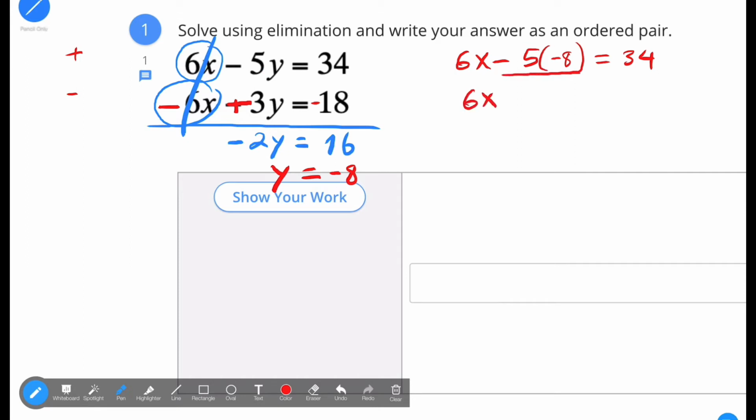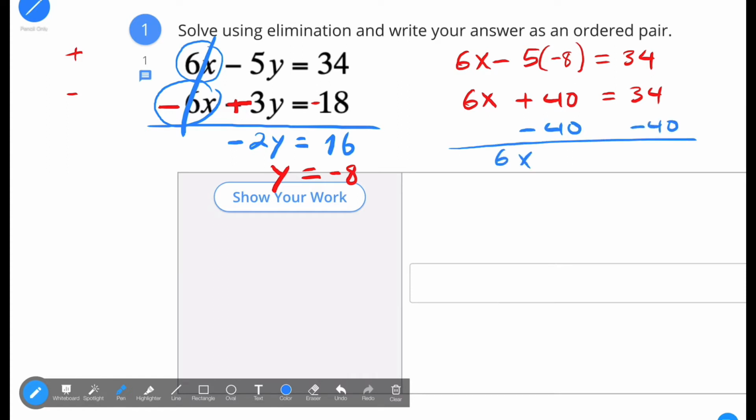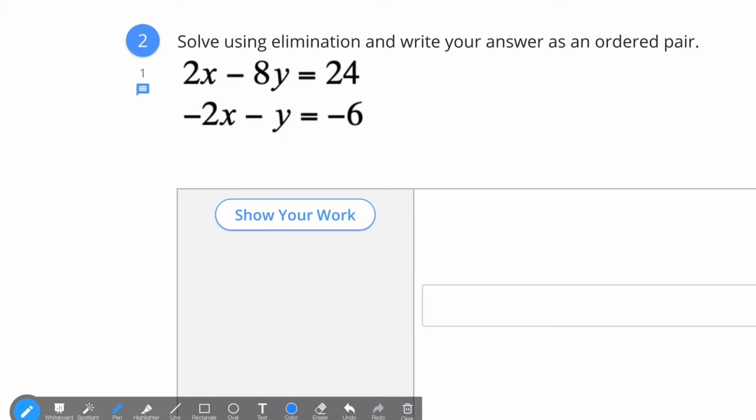So 6x minus 5 times a negative 8, that's going to give you a positive 40 equals 34. Minus 40, minus 40. 6x equals 34 minus 40, which is negative 6, which means x is negative 1. So my solution for this system of equations is negative 1, negative 8. Make sure x goes first, then y. And then you have something like this.